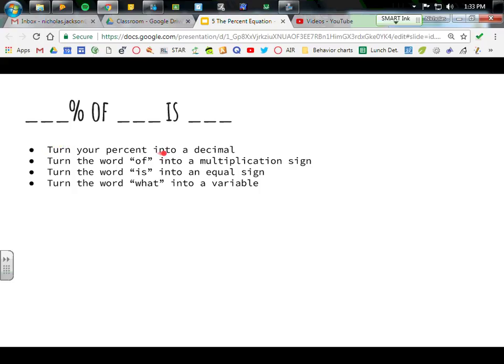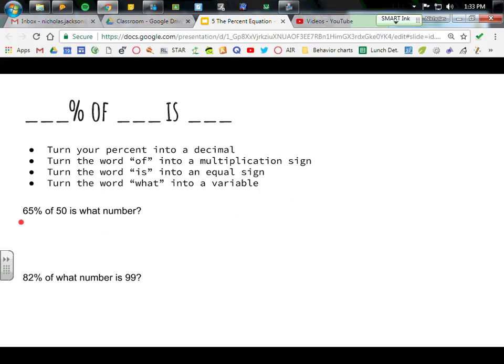But you would turn your percent into a decimal by dividing it by 100. Turn the word of into a multiplication sign. Turn the word is into an equal sign. Wherever you see the word what, you're going to turn that into a variable. All right. So let's look at a couple examples so we really get how to do this.